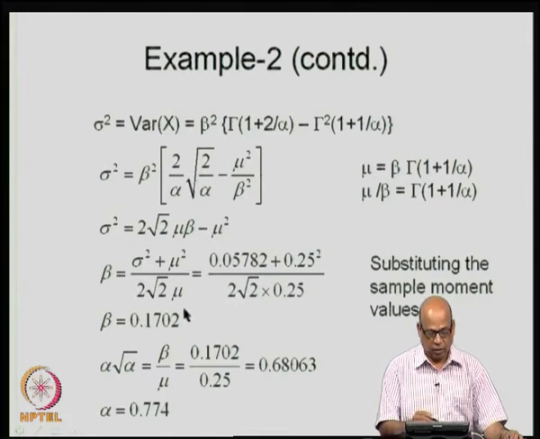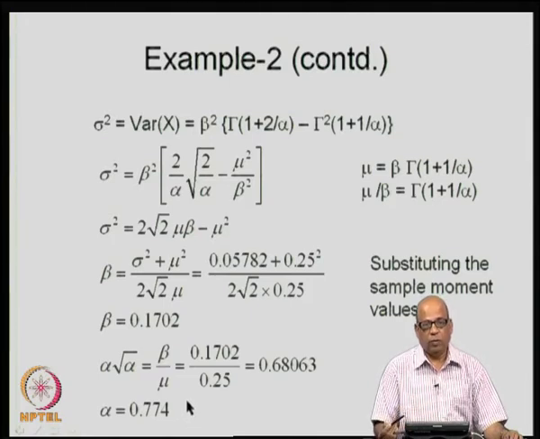When you simplify this, we get beta equal to 0.1702 when you substitute the values for mu square as well as sigma square. So, once you get beta, you go to alpha root alpha equal to beta by mu and get alpha equal to 0.774. So, this is how we obtain the two parameters.